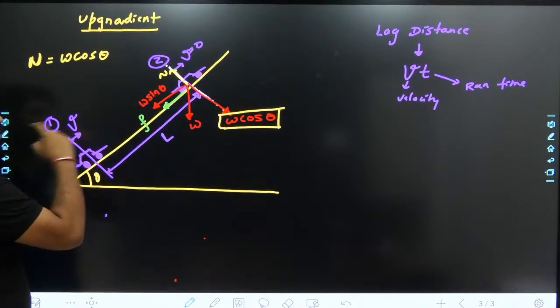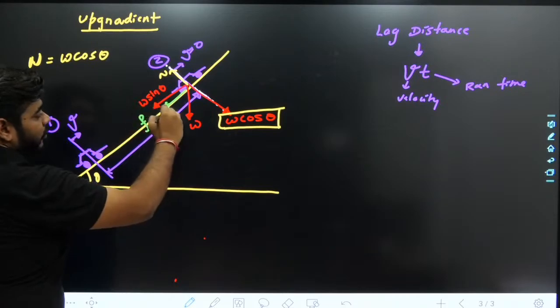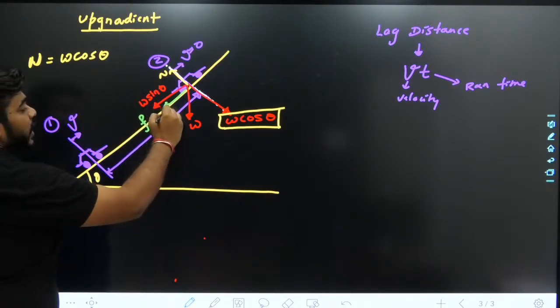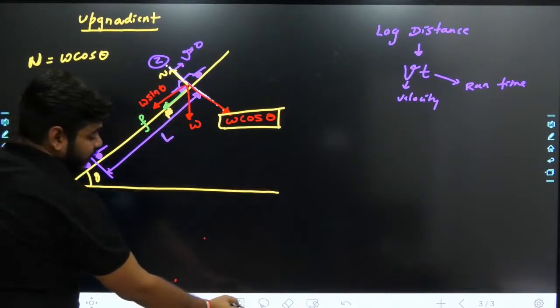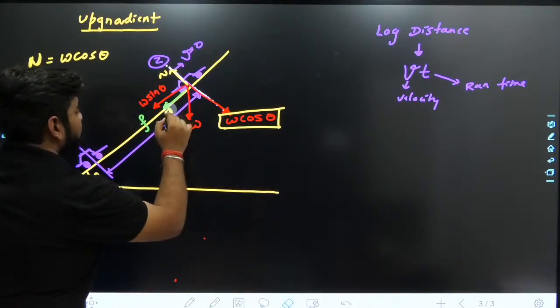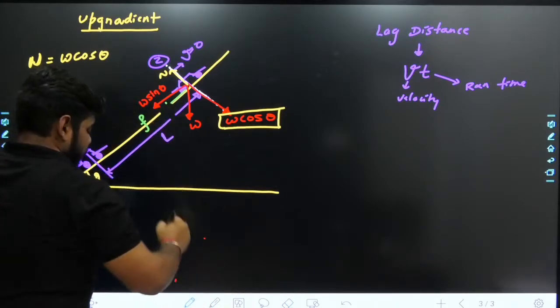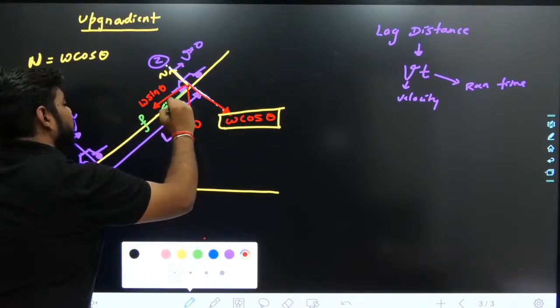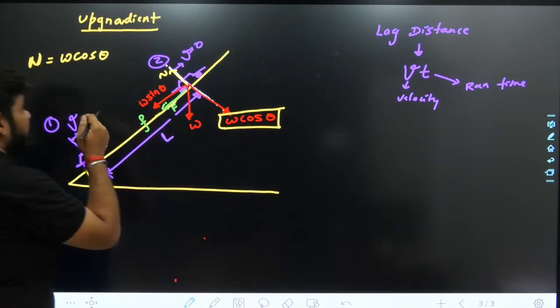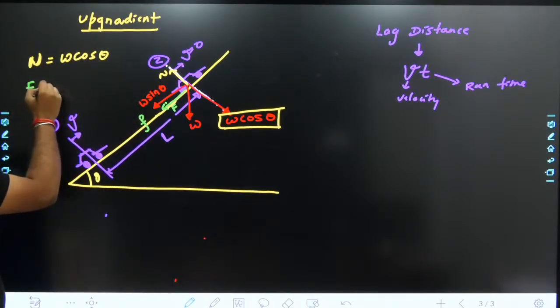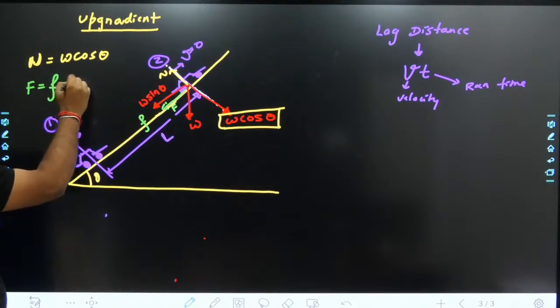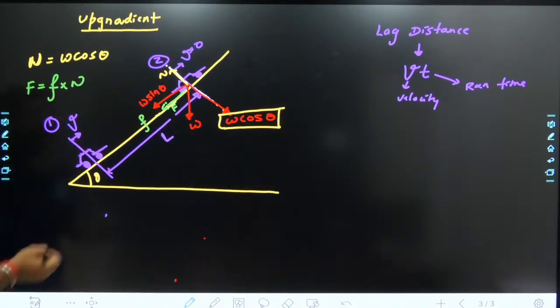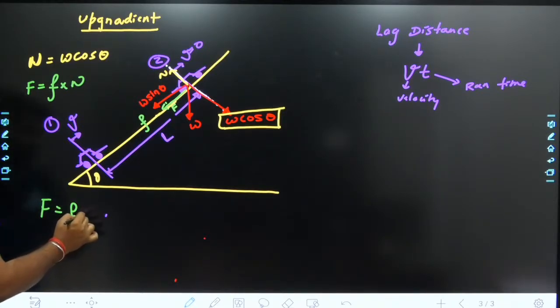If somebody asks what the frictional force is, the coefficient of friction is f for the particular pavement, and the frictional force can be written as capital F. What will be the value of this capital F? The value of the frictional force is the coefficient of friction multiplied by the normal reaction, and the normal reaction is W cos theta.